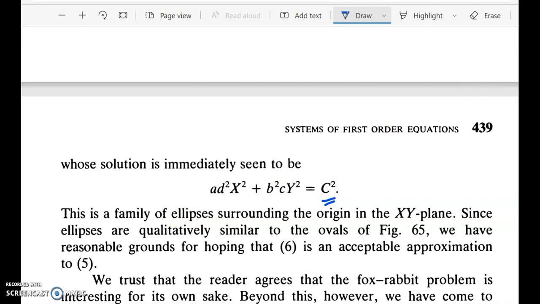അപ്പം നമ്മുടെ solution curve നമ്മൾ oval shapeലാണ് കണ്ടത്. Now when we use the method of linearization, it reduces to the form of a family of ellipses.